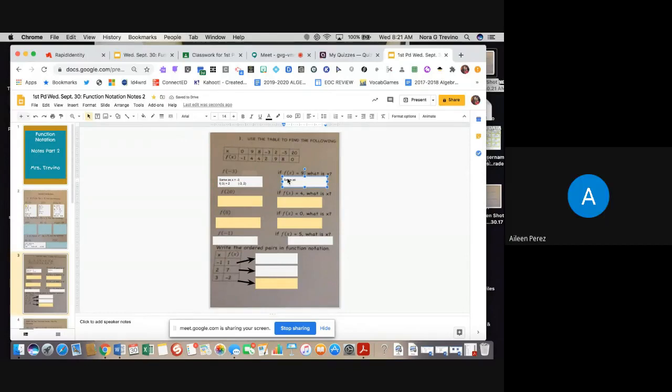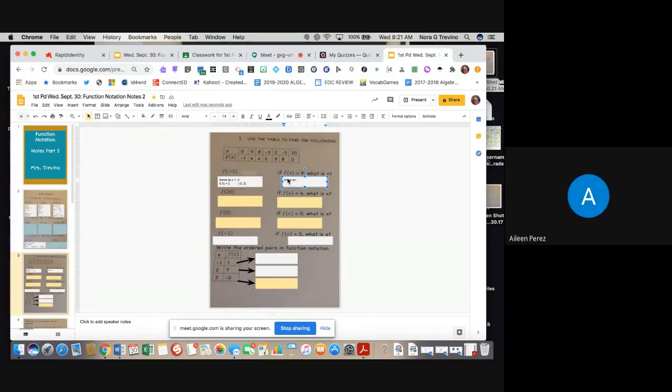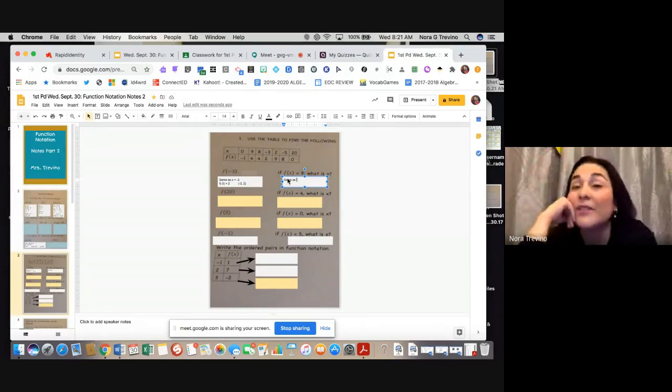9 equals f of x. Yes, but which letter is the 9? In an ordered pair, who is the 9? Oh, the y. Very good. So it's the same thing as me saying, hey, the y is now a 9. And that's why it says go find x. So if the y is a 9, now you got to go down here.